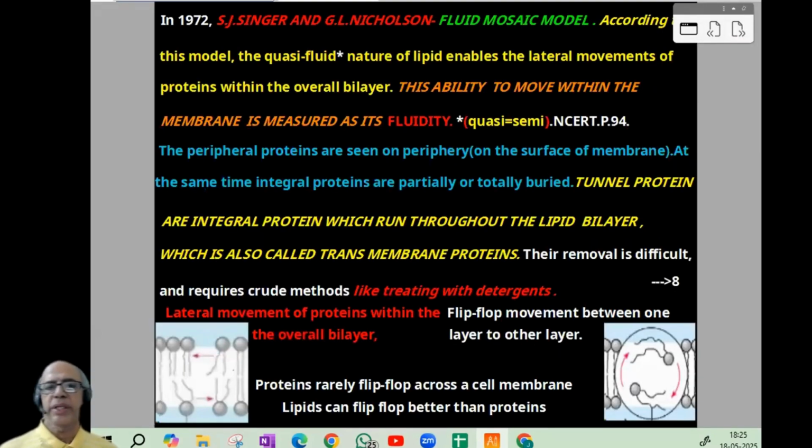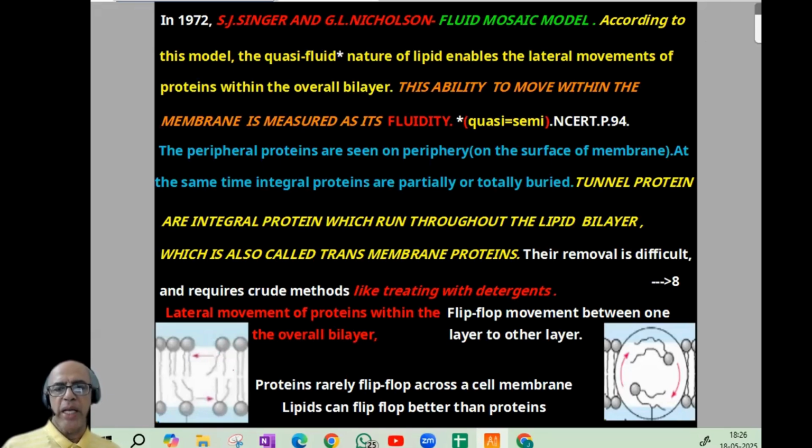Theoretical chapter, important for the exam, theory for the entrance. In 1972, the year is important, two famous scientists, S.J. Singer and G.L. Nicholson, proposed the fluid mosaic model. According to this model, the membrane is quasi-fluid. There you can find an asterisk mark.